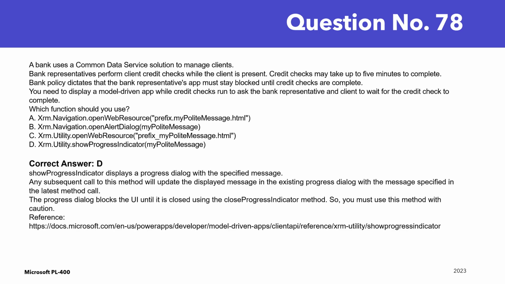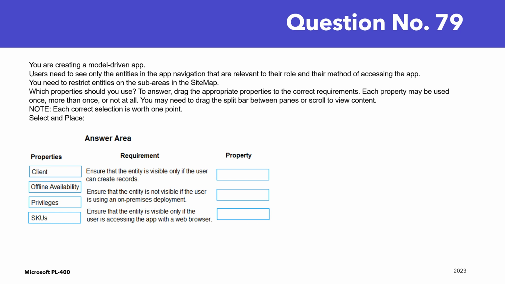You are creating a model-driven app. Users need to see only the entities in the app navigation that are relevant to their role and their method of accessing the app. You need to restrict entities on the sub-areas in the sitemap. Which properties should you use? To answer, drag the appropriate properties to the correct requirements. Each property may be used once, more than once, or not at all. You may need to drag the split bar between panes or scroll to view content.